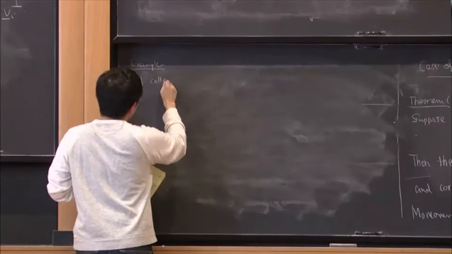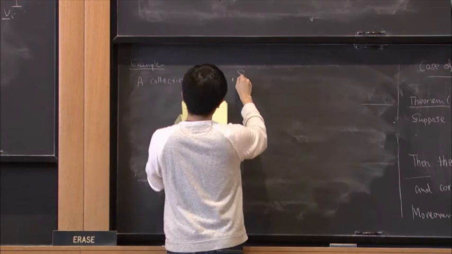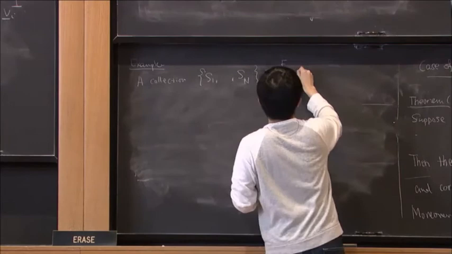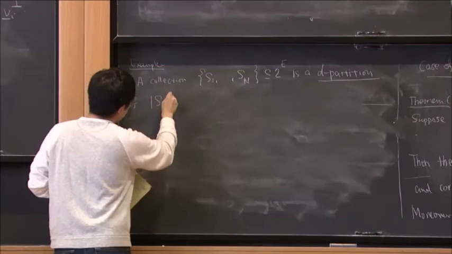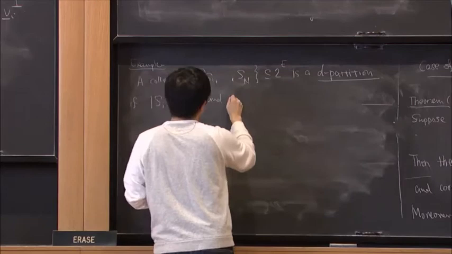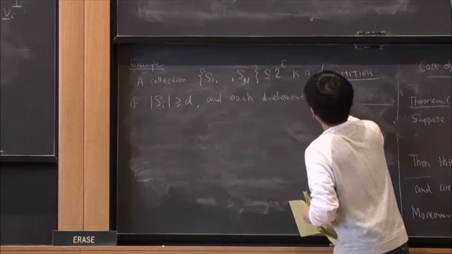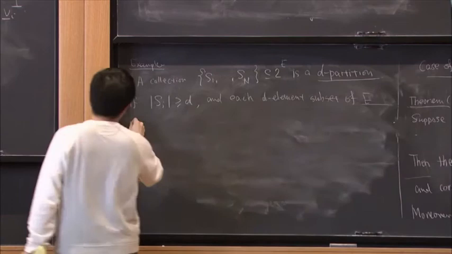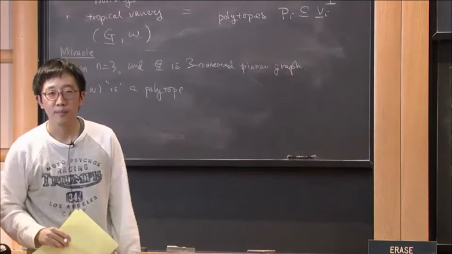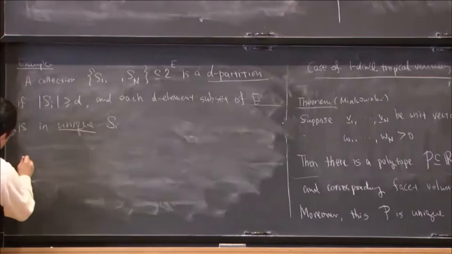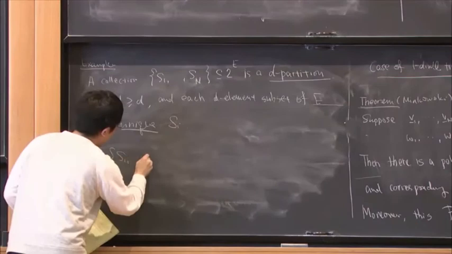So let's say a collection S1, ..., Sn of subsets of E is a d-partition if the size of each set is at least d and each d-element subset of E is in a unique Si. So a one-partition is the usual partition. And you look at this collection formed by a d-partition and all d minus one element subsets.